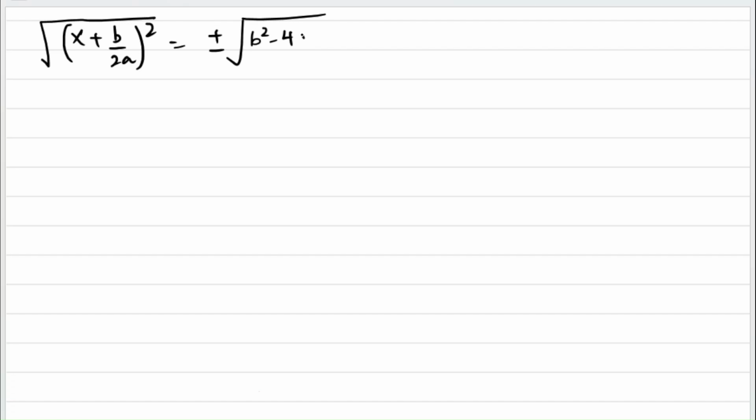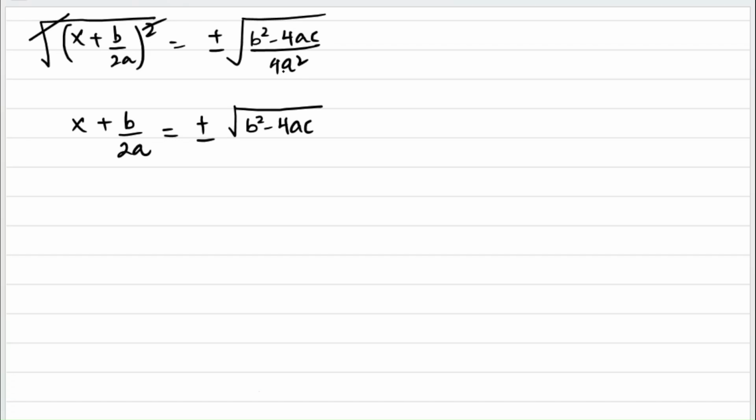So my last step was the square root of (x + b/2a)² equals plus or minus the square root of (b² − 4ac) over 4a². Now, this square root and square will cancel out each other. So I would be left with x + b/2a equals plus or minus the square root of b² − 4ac as it is. But I can clearly take the square root of this 4a², and that would give me 2a.